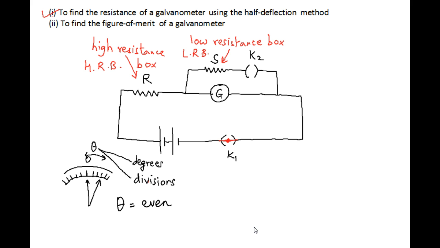And the reason for this is that in the second part of the experiment, we have to manipulate things in such a way that the current through the galvanometer is half of the original current. So theta should become theta by 2, and if theta by 2 is actually marked on the scale, and that's possible if theta is even, so theta by 2 will then be an integer, then it's possible to take a more accurate reading. That's why we try to manipulate things in the beginning so that theta is even.